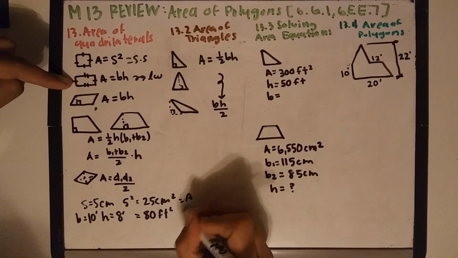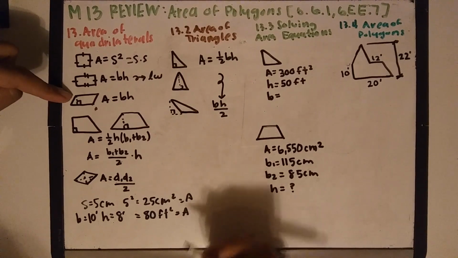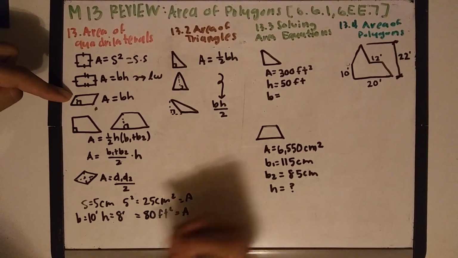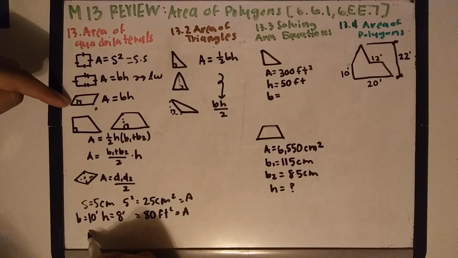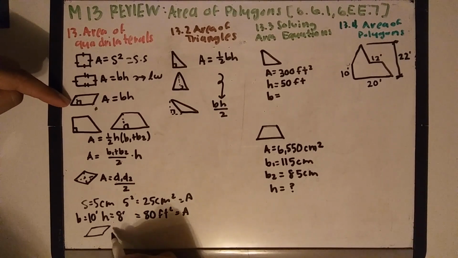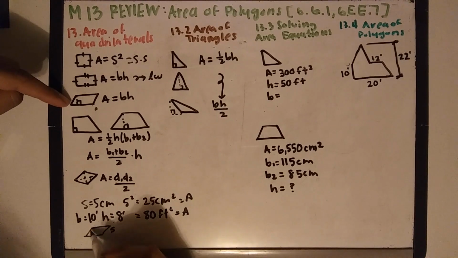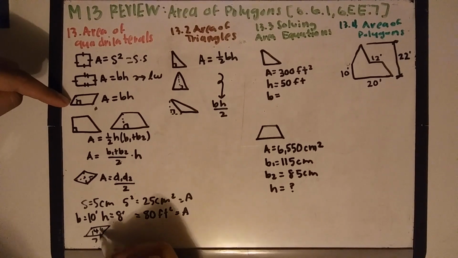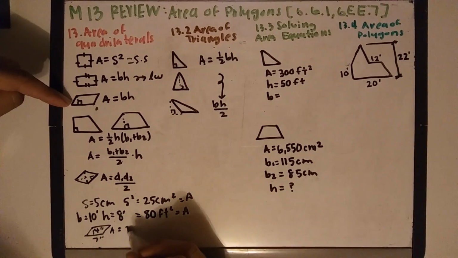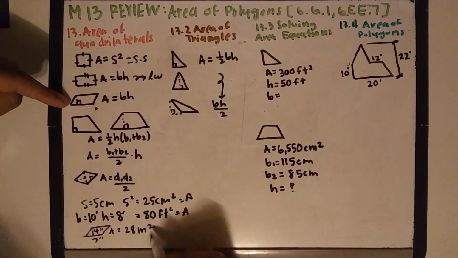Okay, for the parallelogram, we can say that you have a parallelogram that looks like so. We're going to ignore the 5 because that's not the height. So I'm going to do 7 times 4, which is 28, and let's say that it's inches. So then the area will be 28 square inches, okay?